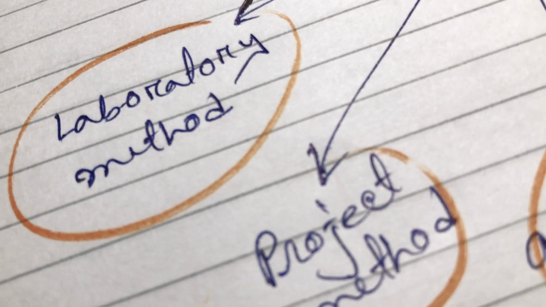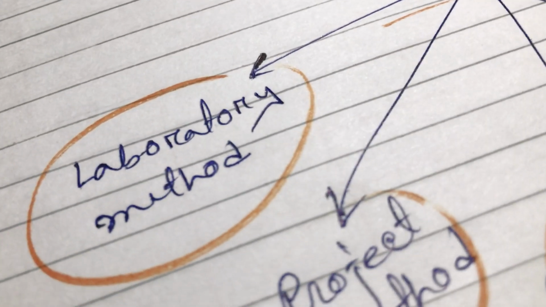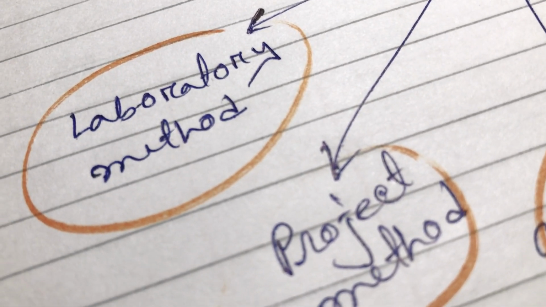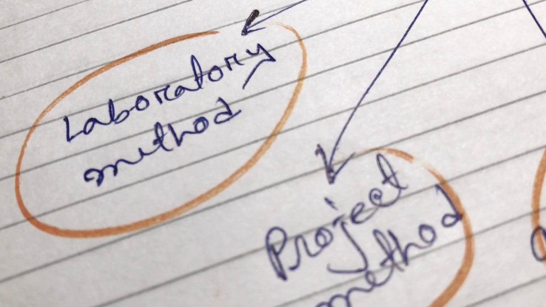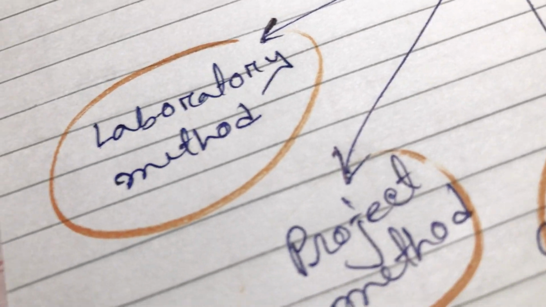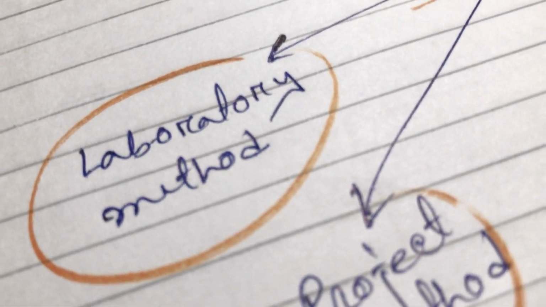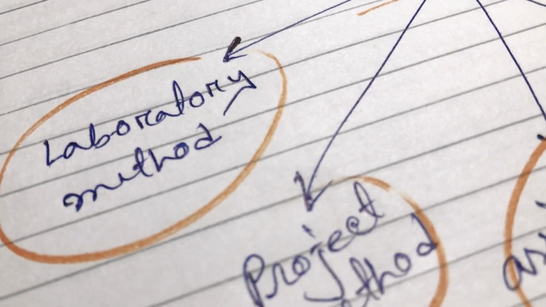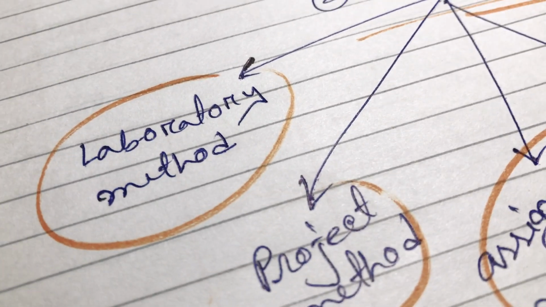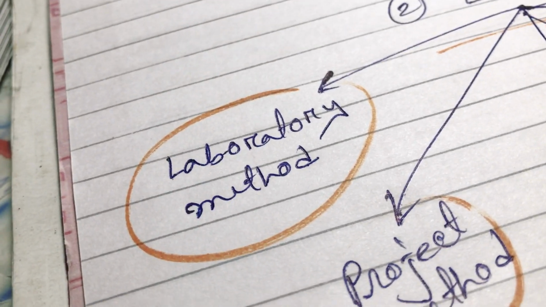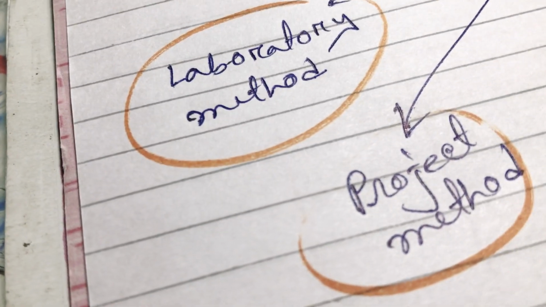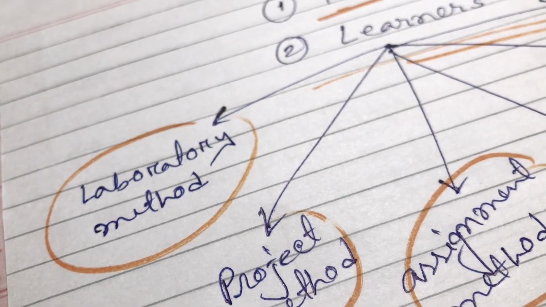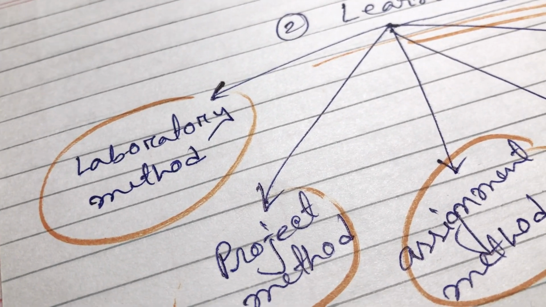And what are the demerits? It is not suitable for all subjects. The demerit of the laboratory method is that it is not suitable for every subject, because in our curriculum there are subjects like physical science and life science that are lab based, science based subjects, but for subjects like English and Bengali we can't do any lab test. So only in science based subjects can we use the laboratory method of teaching.